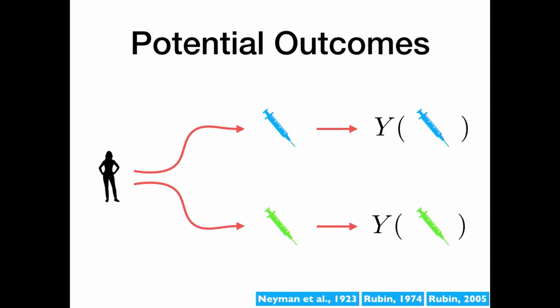If I could see them before making my decision, then I could compare the two outcomes, and I could choose the treatment that leads to the best result. Now, of course, I can't actually split reality, but in some cases we can still learn to predict these potential outcomes using data.